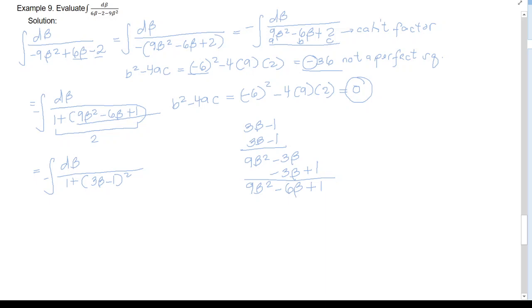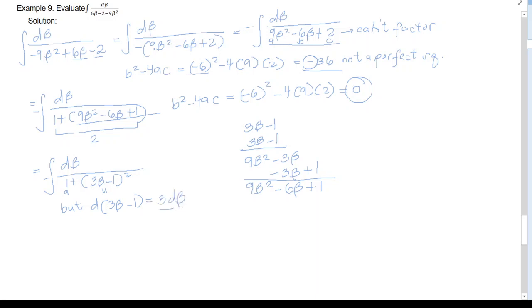So it satisfied already this one. So the factor of that is (3β minus 1) squared. Okay, so if we remember, that is your a, that is the value of u, but the derivative of the u, which is 3β minus 1, is equal to 3dβ.